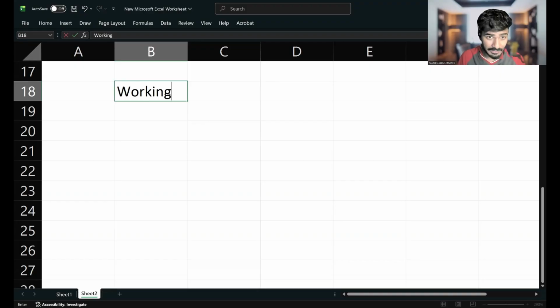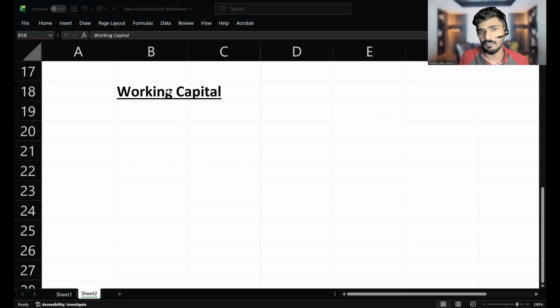First of all, what do you mean by the term working capital? Can anyone tell me what you mean by the term working capital? You can unmute and tell me. Anyone can unmute and tell.